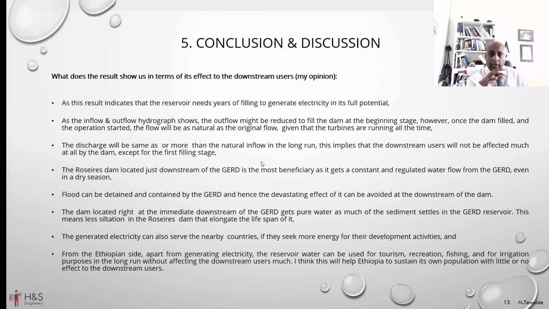And the other is a flood. Any incoming devastating flood can be retarded and detained in the GERD, and still be released in a regulated manner to the downstream. So it's still a benefit for the downstream users. That is it. And the other advantage of the dam is the electricity.